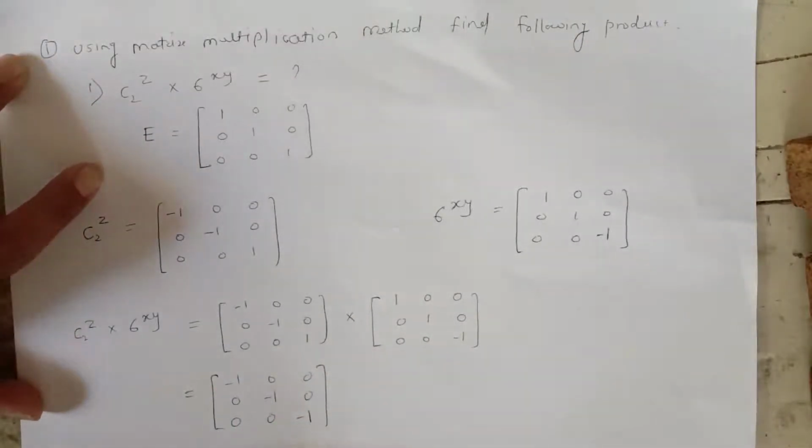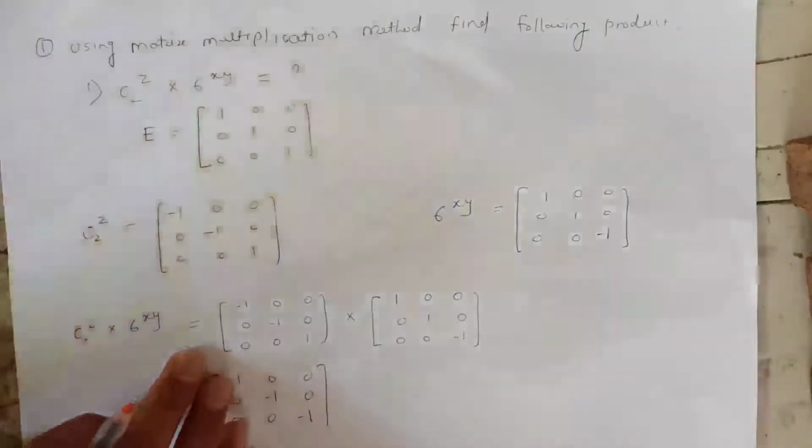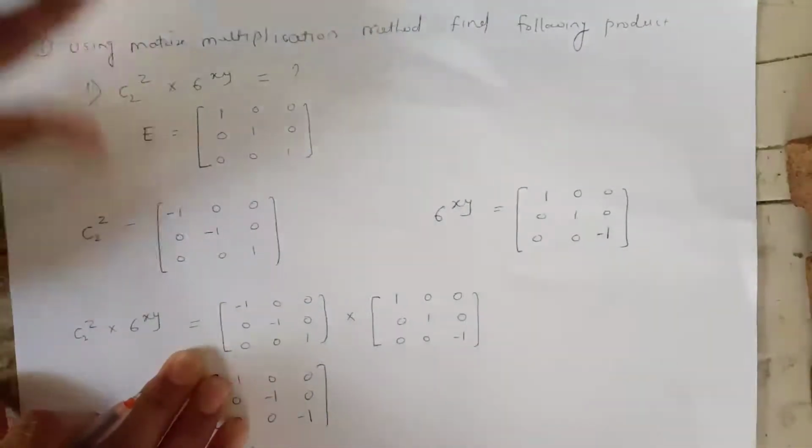So what is the product here? This is the product related to the inversion. That means inversion, which is equal to I, C2Z into sigma xy is equal to I. This is the product. Now we see the next example.